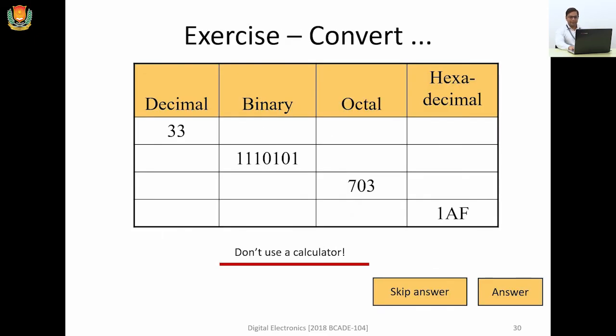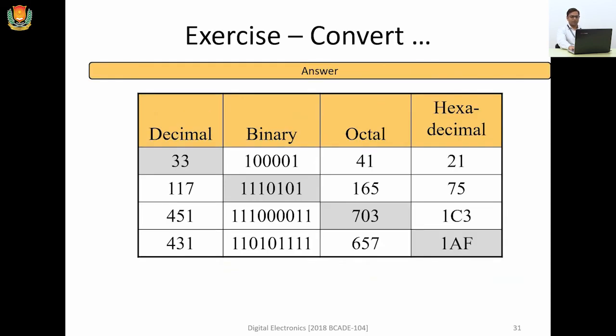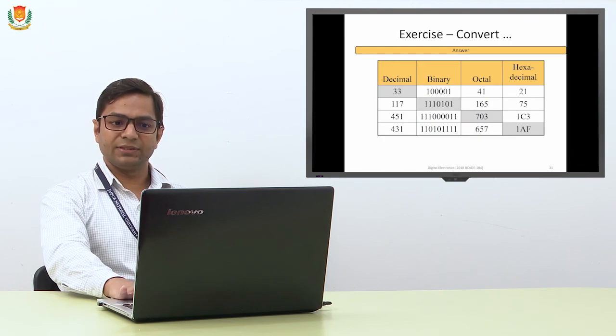Now it is the exercise. Some numbers are given in decimal, binary, octal, and hexadecimal. You can convert these numbers into binary, octal, hexadecimal, or another number system. Students, you should not use a calculator to convert these numbers. Here is the right answer table. You can verify your answers with this table.